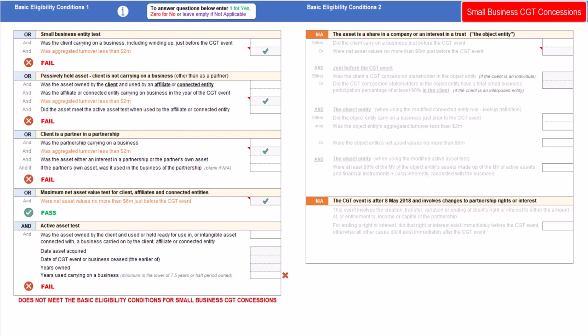Moving through the workbook, the first step is to test the client's basic eligibility for the concessions at this sheet. For each question, simply answer yes by entering 1 or no by entering 0 to evaluate overall eligibility. Some questions may already have been answered for you from information entered at the settings sheet, and any greyed out section of the worksheet is not applicable to your client's situation. If, after entering all of the required information, a message is displayed at the bottom of this worksheet saying does not meet the basic eligibility conditions for small business CGT concessions, go no further.